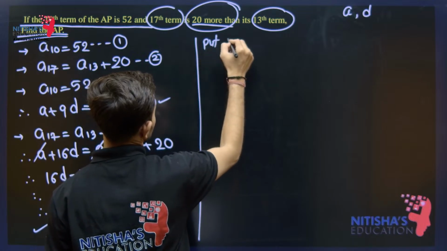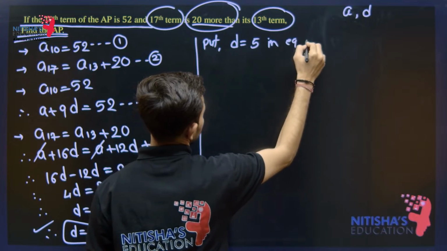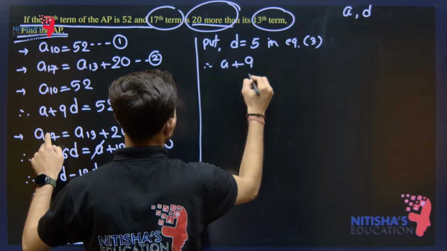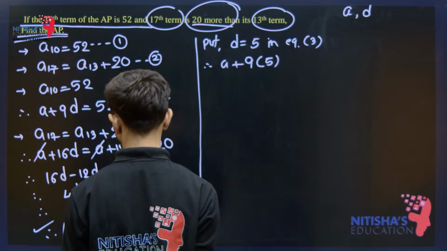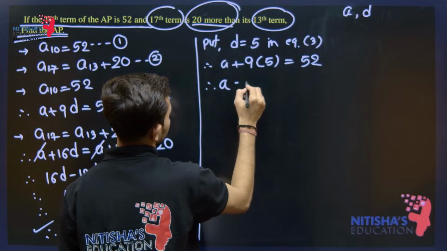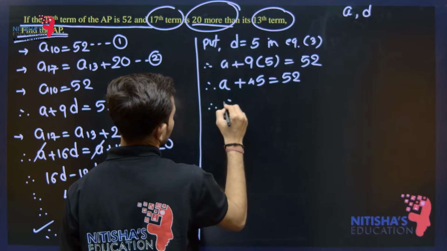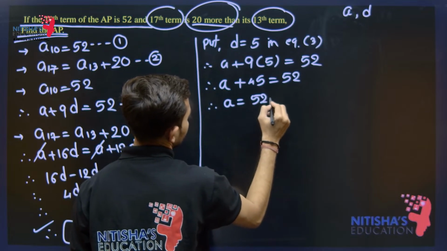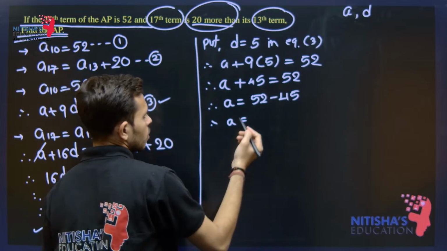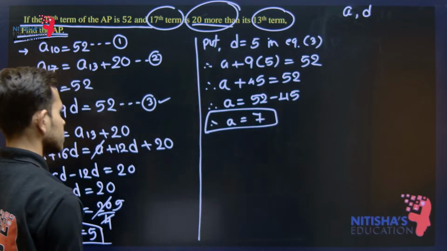So put D is equal to 5 in equation 3. Therefore A plus 9 into the value of D, which is 5, is equal to 52. Therefore A plus 9 fives are 45 is equal to 52. Therefore A is equal to 52 minus 45. What is remaining? It's 7. So we got the value of A, which is 7.